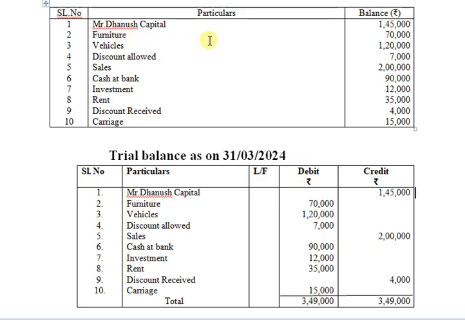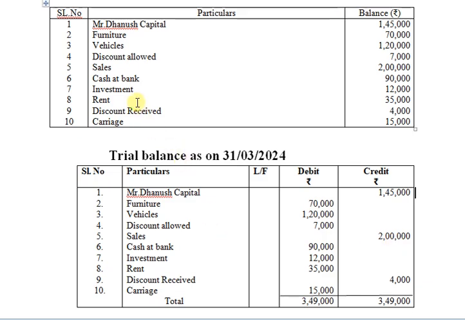Furniture is an asset, 70,000, so it comes under the debit column. Vehicles is an asset, 1,20,000, so it is taken under the debit column. Discount allowed 7,000 is an expense, so it comes under the debit column, because it comes under expenses and losses. Sales is of course an income, taken under the credit side: sales of 2 lakhs.